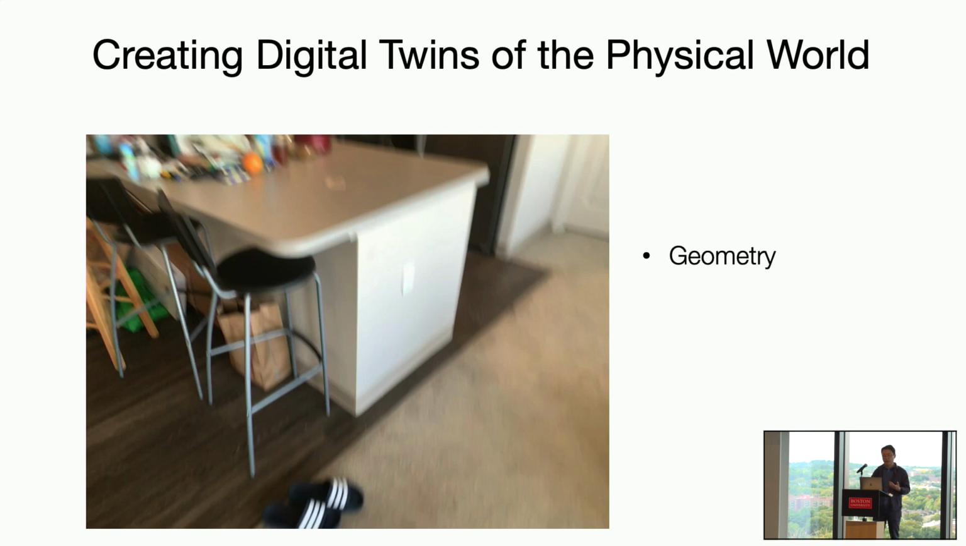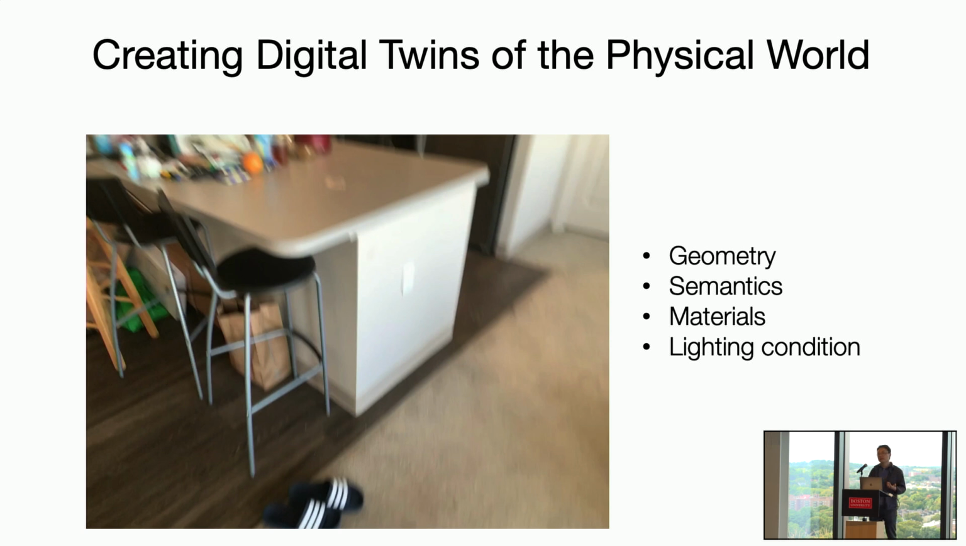For example, you'd like to capture the geometry of your apartment. By that, I mean what's the shape of your chair, what's the shape of your couch, and so on and so forth. And also semantics: what is in your apartment, how many chairs, chair number one, chair number two, this kind of stuff. And also materials. You may have a wood floor or some other materials, so in the created digital twin, they would look different. And also lighting conditions. Your apartment will look different from daytime to nighttime. So this kind of stuff.